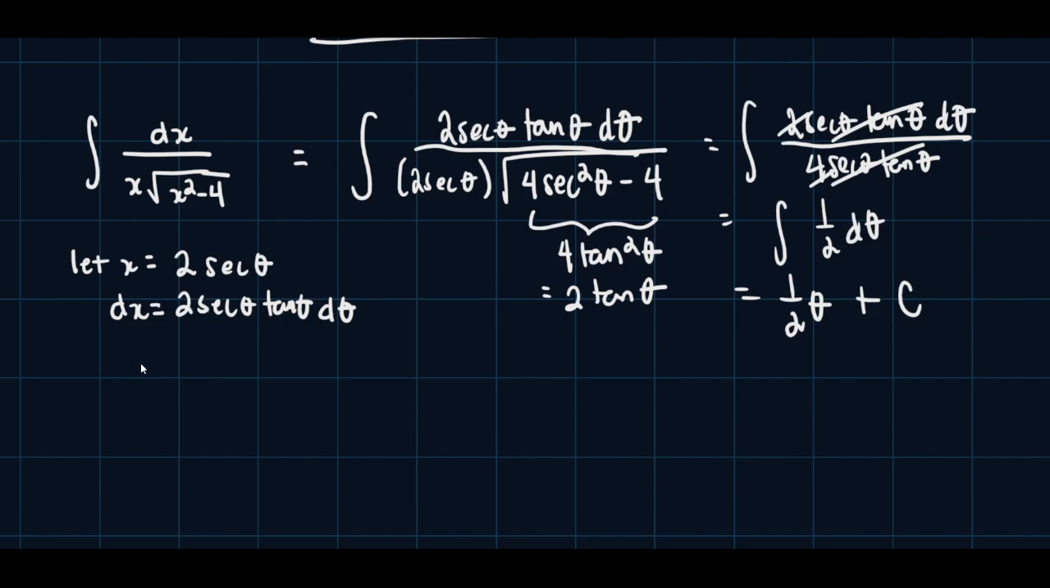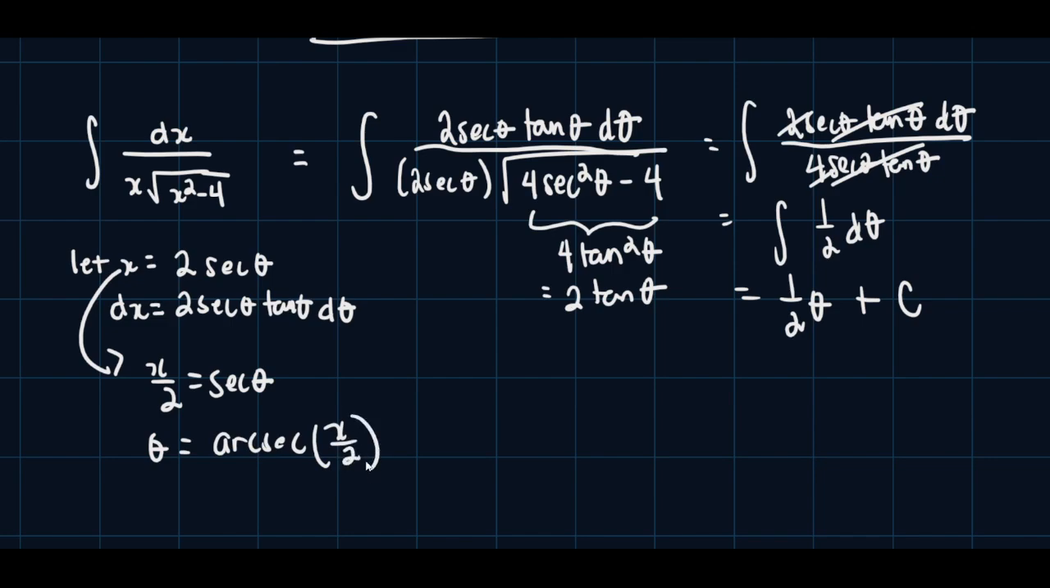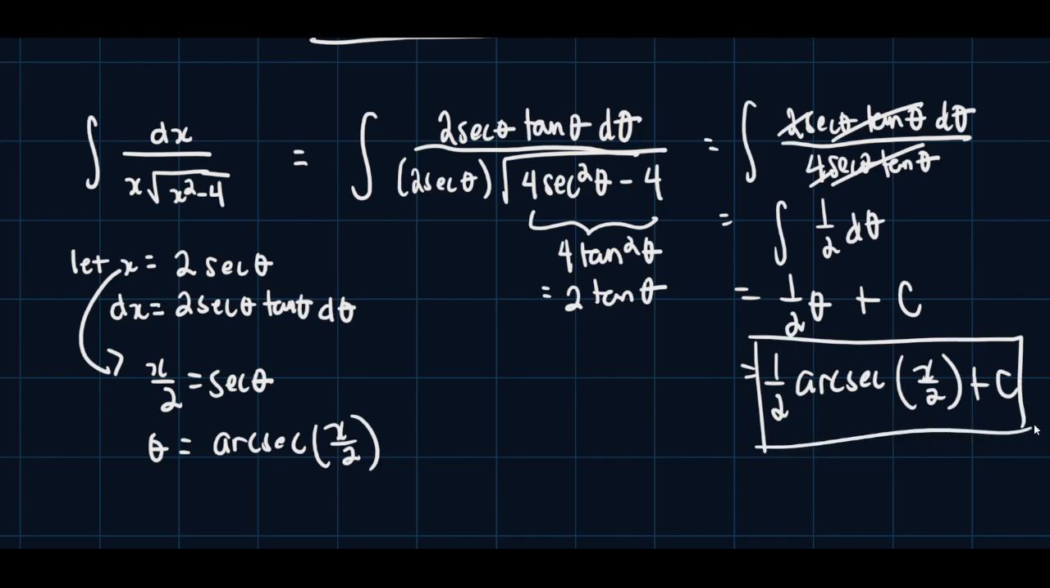We again have to solve for theta. So from this equation here, we have x over 2 equals secant theta, or theta is arcsecant of x over 2. So we have 1/2 arcsecant x over 2 plus c. Okay, may inverse trig na lumabas.